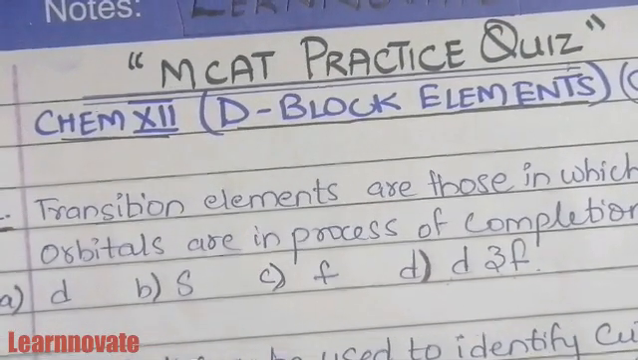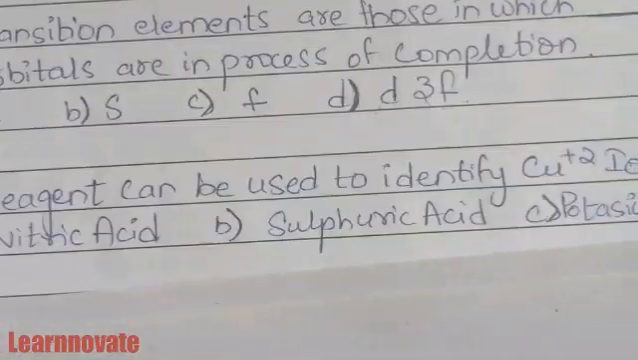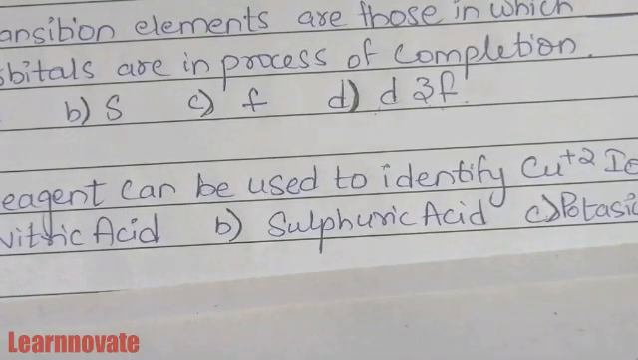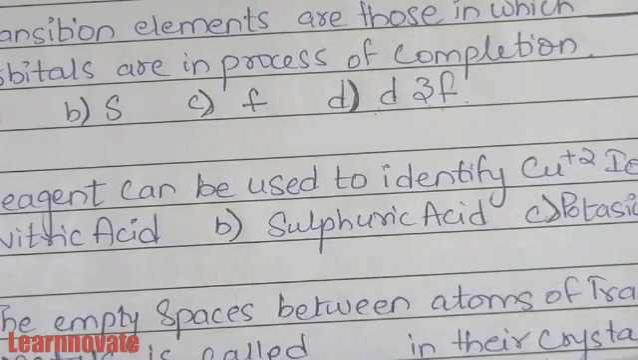Question number 2 says the reagent that is used to identify copper ion is A, nitric acid, B, sulfuric acid, and C, potassium chromate. If you study the chapter on D block elements, you will get to know that potassium chromate has a characteristic property of acting as a reagent to identify different compounds of the transition metals. So option C for question number 2 is correct, that is potassium chromate.